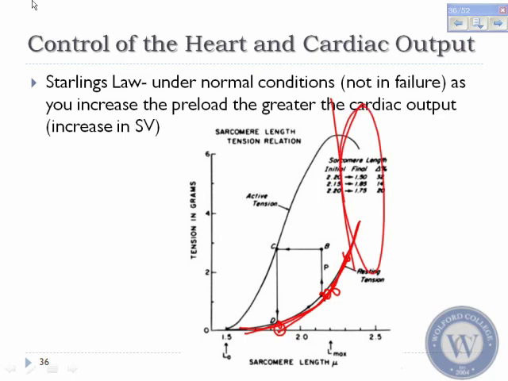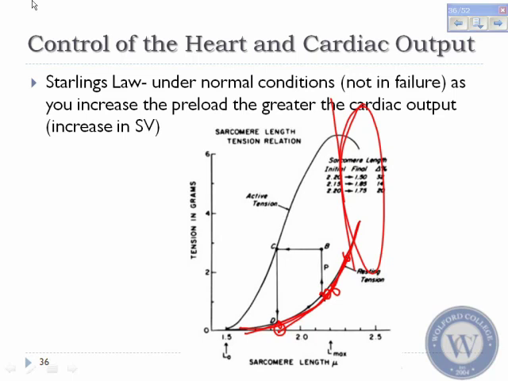Now above this point here, it no longer falls under Starling's law. That's considered failure. So Starling's law only applies to normal conditions where, as you increase preload, stroke volume increases. Above that, you're considered to be in the failure curve.